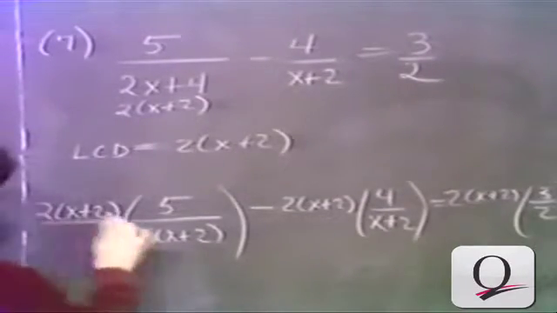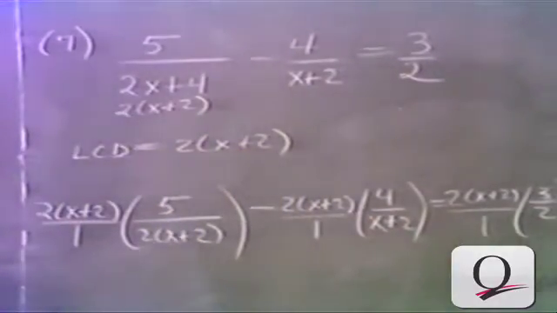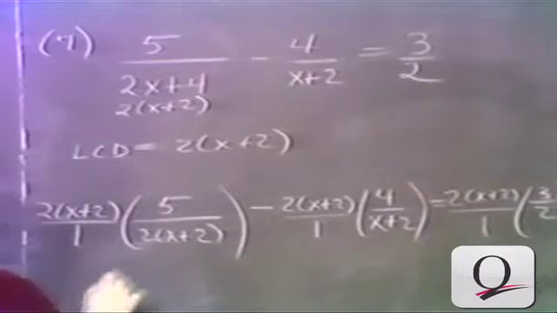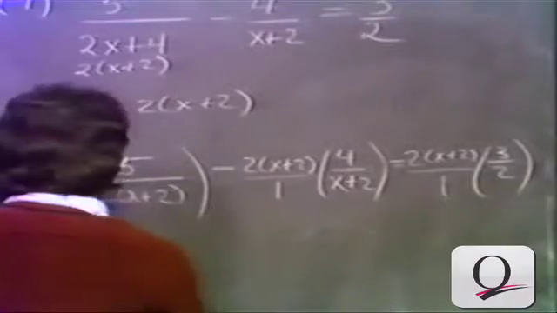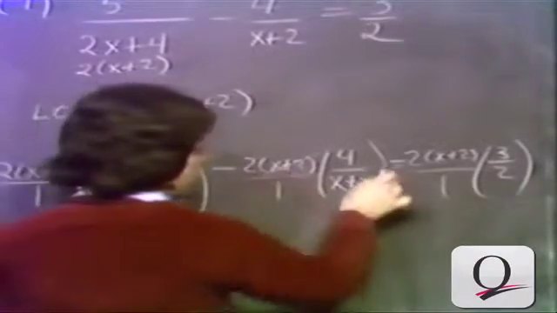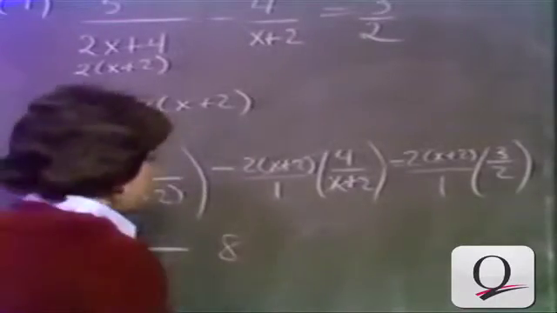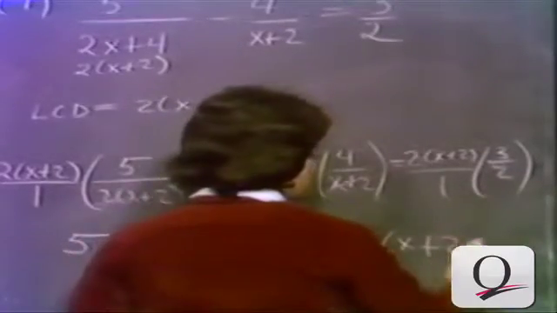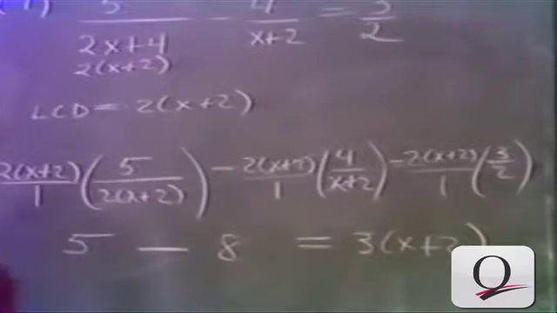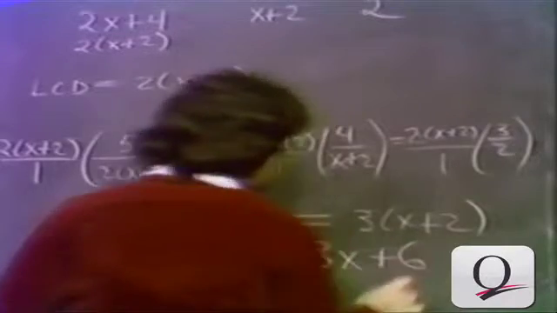Okay, remember, this can always be thought of as over 1, so we're really multiplying fractions all the way across. Here, the 2 times x plus 2 cancels, and leaves us with just 5. Here we have minus. Here the x plus 2 cancels, leaving us with 2 times 4, or 5 minus 8 equals, here the 2's cancel, leaving us with 3 times x plus 2. So we have 5 minus 8, or minus 3, equals 3x plus 6.